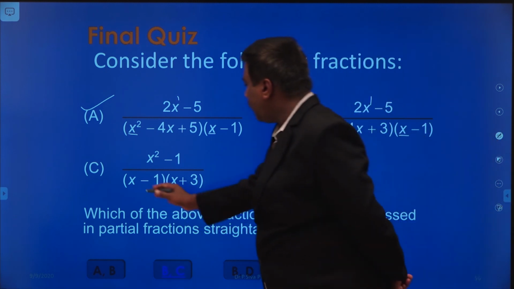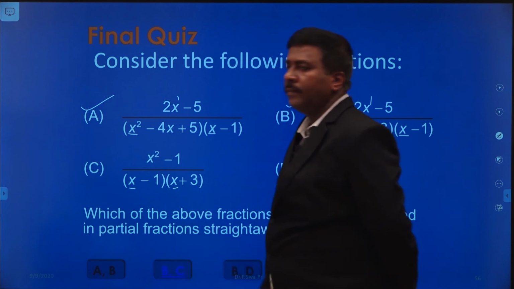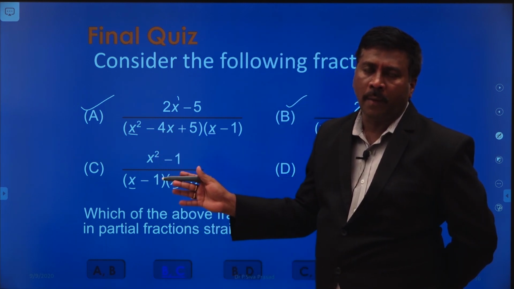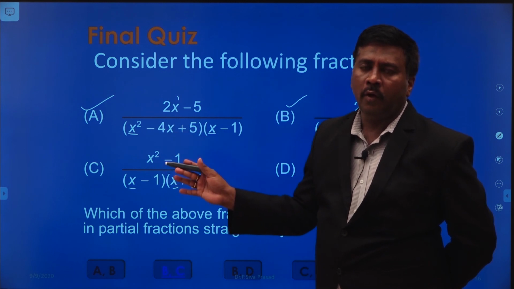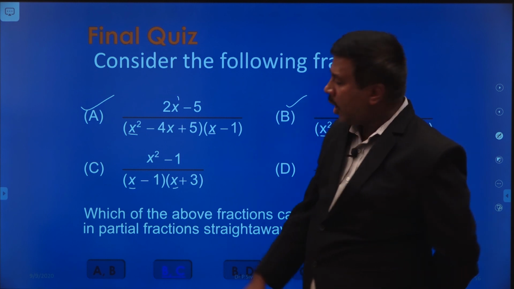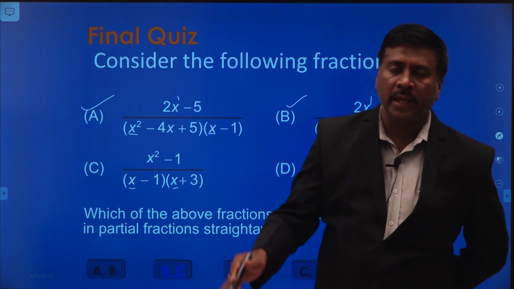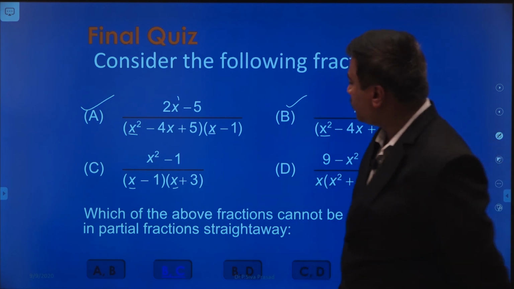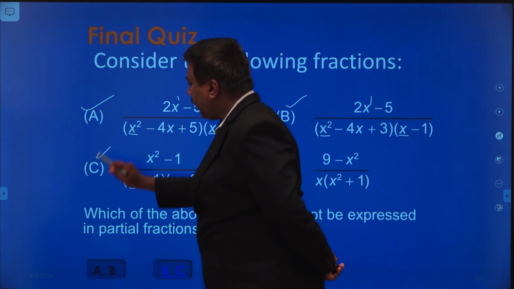Please see this: when you multiply x into x, you get x². That means the numerator power and the denominator power are both the same, and then the problem comes under the category of improper fractions. While resolving into partial fractions, you have to convert the improper fraction into a proper fraction only. That means option C is the one.